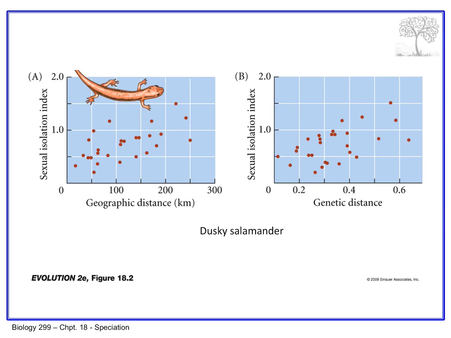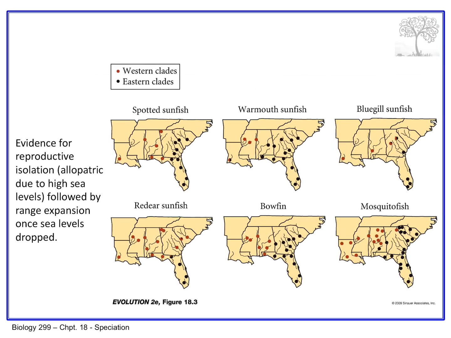All right. Other evidence. Historical barriers can actually be inferred from spatial patterns of DNA sequence differences. So, barriers that were present in the past that are no longer present could leave a mark in terms of their existence in modern species. And here we see evidence of that. Here we have 6 different southeastern species of freshwater fish: spotted sunfish, warmouth, bluegill sunfish, redear, bowfin, and mosquitofish. These are all southeastern coastal plain species.